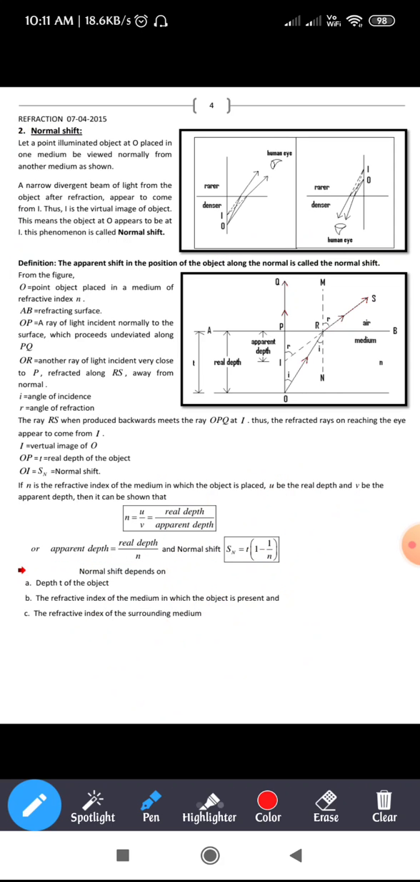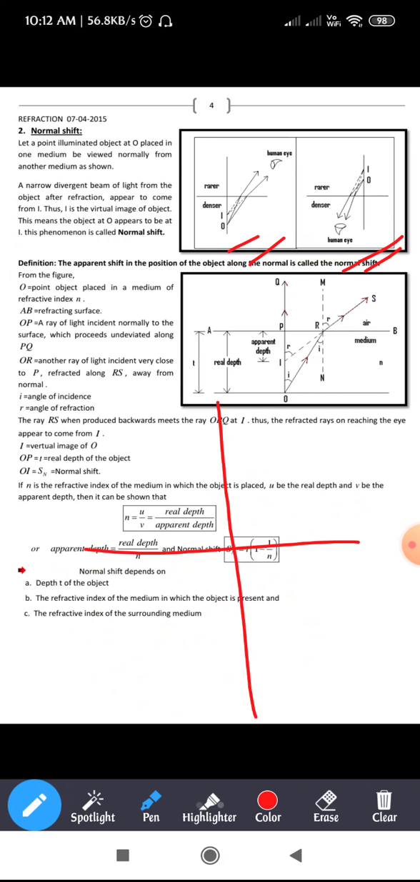Next, coming to the second figure here, it is exactly opposite to what we have studied in the first case. We are placing an object in the rarer medium, and we are seeing that object from the denser medium. So what happens, the same phenomenon here.